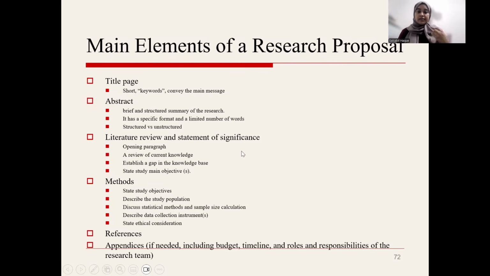Methods, they state the study objectives. Okay, they describe the study population, who are you studying, and what statistical methods you're going to use, how are you going to collect the data, how are you going to measure the outcomes, right? Then you have your references, obviously, very important that you put the references according to the format of the journal.